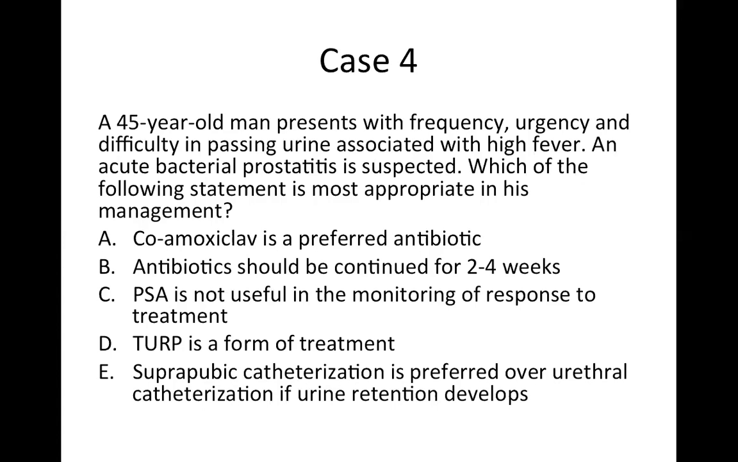B, antibiotic should be continued for 2 to 4 weeks. One important thing about prostatic infection is that, as I told you, the infection is very resistant to antibiotics. Therefore, you need to give a longer course of antibiotics, not like in any other urinary tract infection. In cystitis, you usually give about 3 to 5 days of oral antibiotics. If it's a complicated UTI, you give about 1 to 2 weeks. But when it comes to prostate infection, usually you have to give 4 weeks of treatment, and sometimes it can go up to 6 weeks.